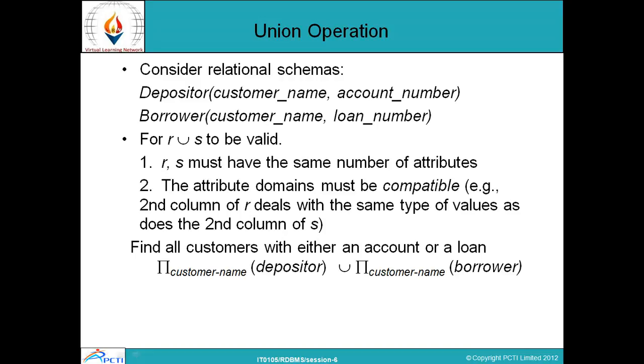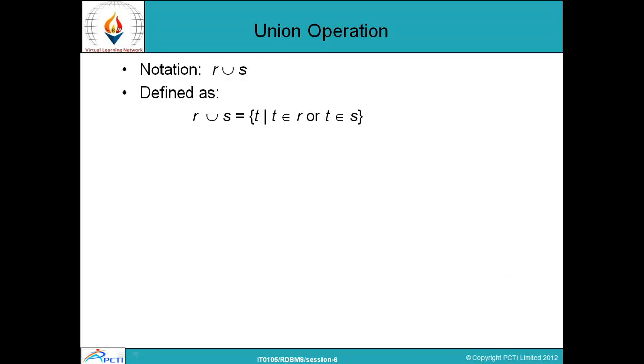We take all customers with either an account or a loan. Here we take the customer name from the depositor table, and the union is applied with the customer name from the borrower relation. We define this in mathematical form as R union S, which is all the rows that belong to relation R or to relation S. R and S are different relations.